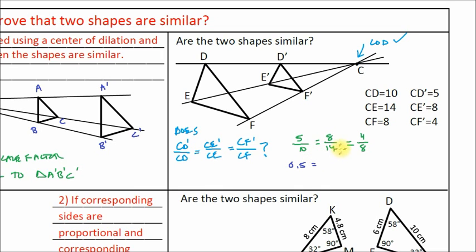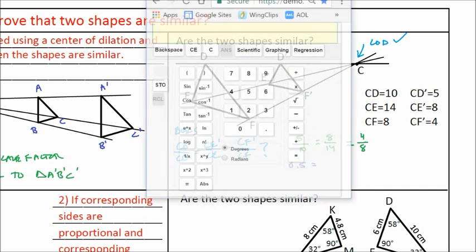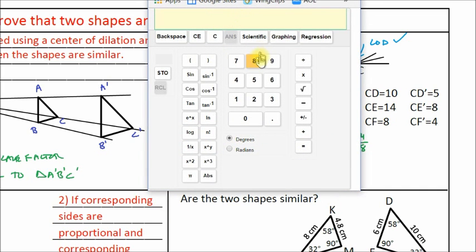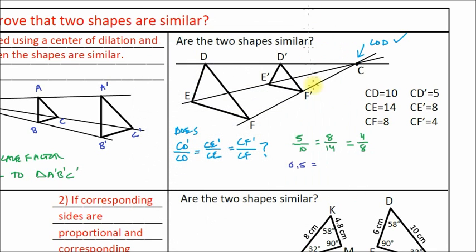Okay, 8 divided by 14, let's go ahead and check that out. 8 divided by 14 equals 0.571. Let's just round it to 0.57. We already see we have an issue. 0.57. And 4 divided by 8 is also 0.5. Well, here's our problem. Our proportionality statement is not true.